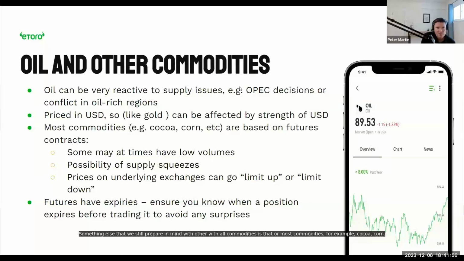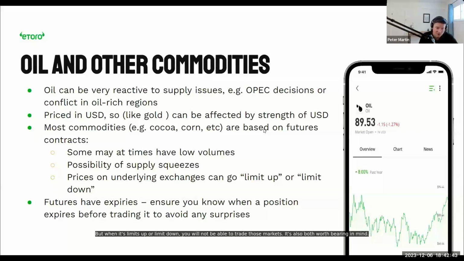Something else we should bear in mind with most commodities, for example cocoa, corn, and so on, is that they're based on futures contracts. I did talk about this a little bit last week. Sometimes they can have low volumes, and then you get the possibility of supply squeezes. You can see quite dramatic price moves as a consequence. And you can sometimes see this phenomenon where prices on underlying exchanges go what we call limit up or limit down. If it moves more than a certain amount, then the market automatically calls time on it. Everyone gets a chance to calm down, and then trading will resume. But when it's limit up or limit down, you will not be able to trade those markets.